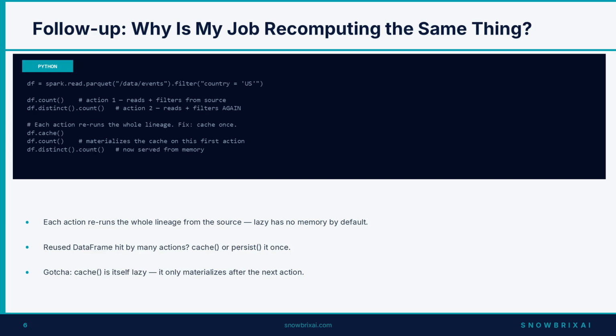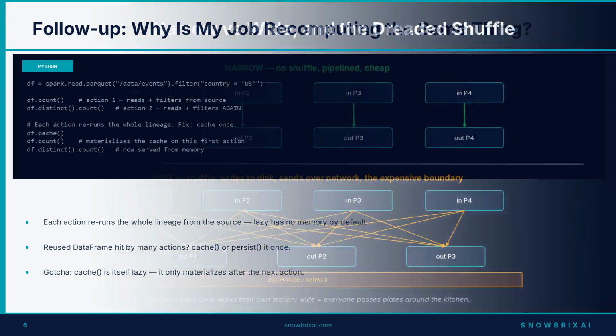Now, the follow up that trips people up. Why is my job recomputing the same thing over and over? Because each action reruns the whole lineage from the source. Lazy evaluation has no memory by default. So if one DataFrame gets hit by many actions, you cache it once, cache or persist, and Spark holds it in memory. Look at the code on screen. We build the DataFrame called cache, then reuse it across several actions. But here is the gotcha that wins the point. Cache is itself lazy. It only materializes after the next action runs.